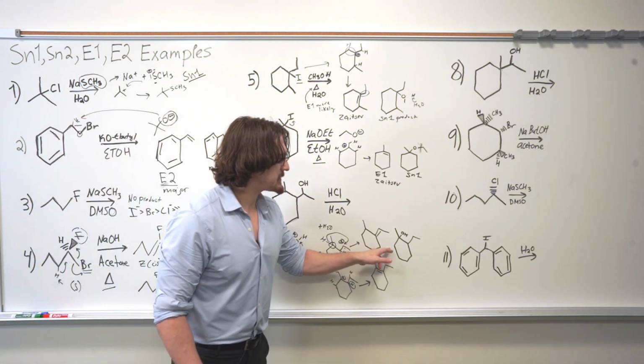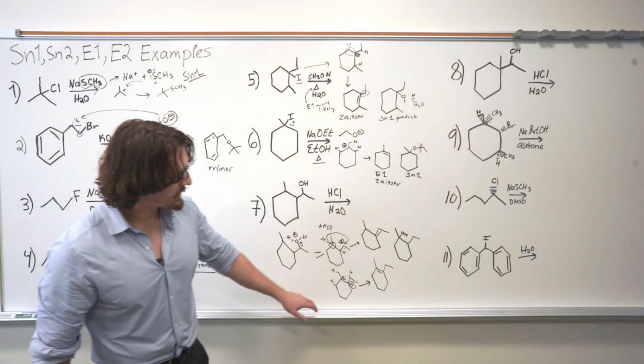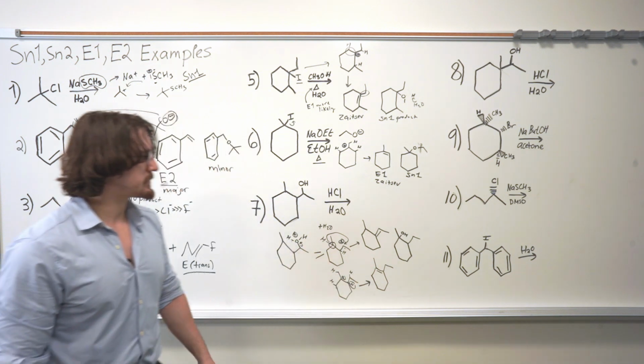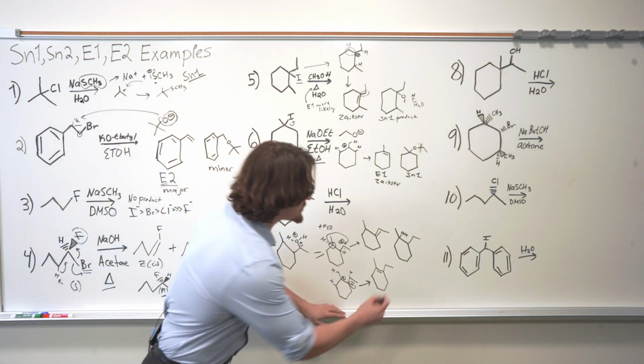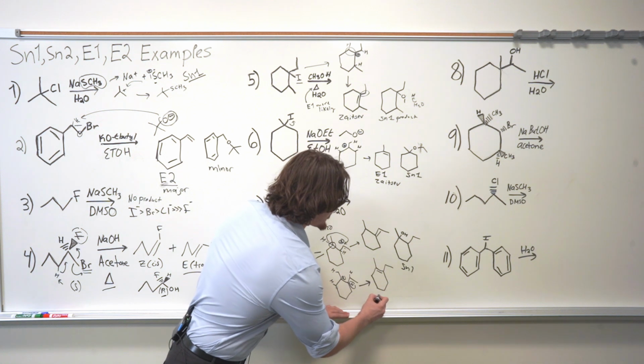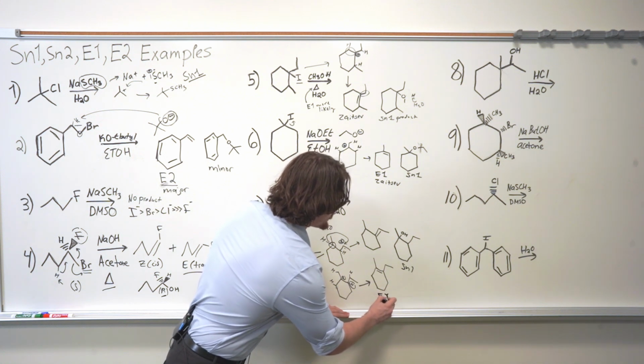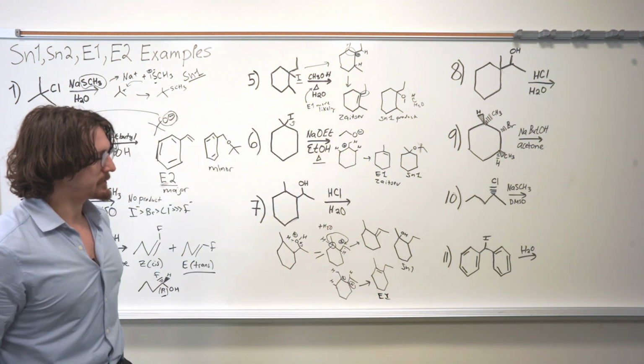But, you know, this will happen to an appreciable amount, but this is probably going to be the major products, okay? Really these two. So this is really the Sn1 rearrangement product, and this is the E1 rearrangement product, which is also the Zaitsev product because it's the most substituted.